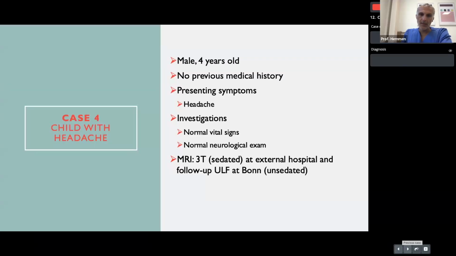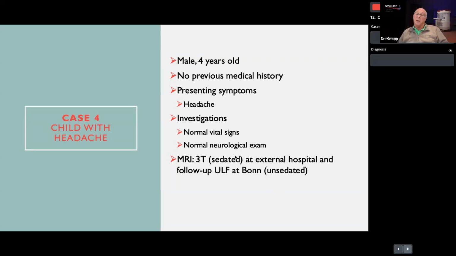Okay. It's something that we see quite often: a 4-year-old boy, no previous medical history. He presented with headache, basically. He had normal vital signs, normal neurological exam. He had a 3T because they didn't find anything else, and they said, okay, let's do neuroimaging. And the beauty here was that he did absolutely well, ultra low field without sedation. You can look at the images and tell us what you think.